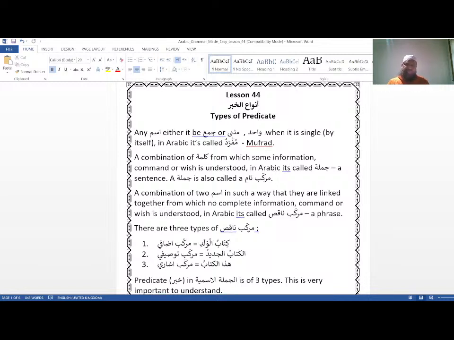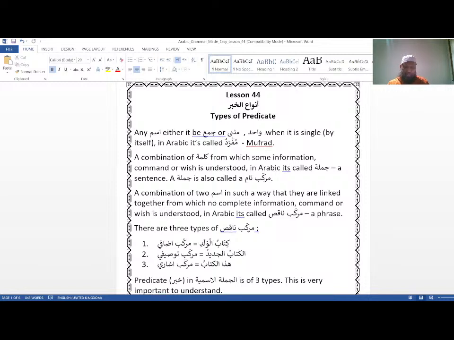Murakkab naqis. Two words together becomes a phrase. Remember, phrase is called murakkab naqis. If it's a sentence, it's called murakkab tam. Tam means complete. Murakkab tam or jumla. So there are 3 types of murakkab naqis.